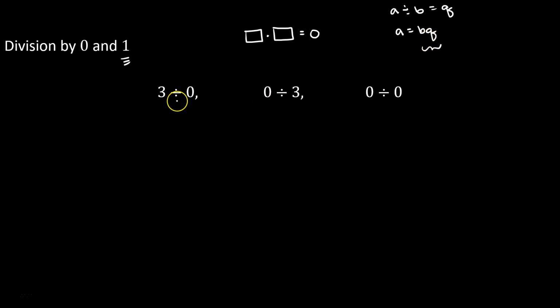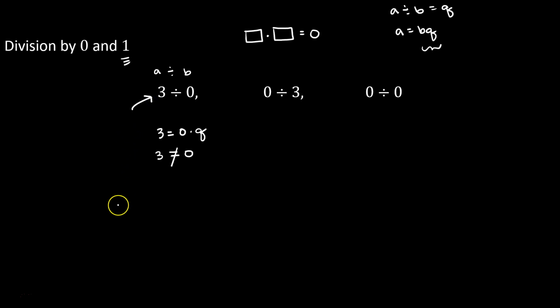So if we take our division problems that involve 0 and we try to rewrite it using this division algorithm, we'll see what happens. 3 divided by 0, that's like A divided by B. That would look like 3 equals 0 times Q. Well, we know 0 times anything is 0, but this expression is saying 3 is equal to 0, and we know that's not true, which means dividing by 0 is a problem.